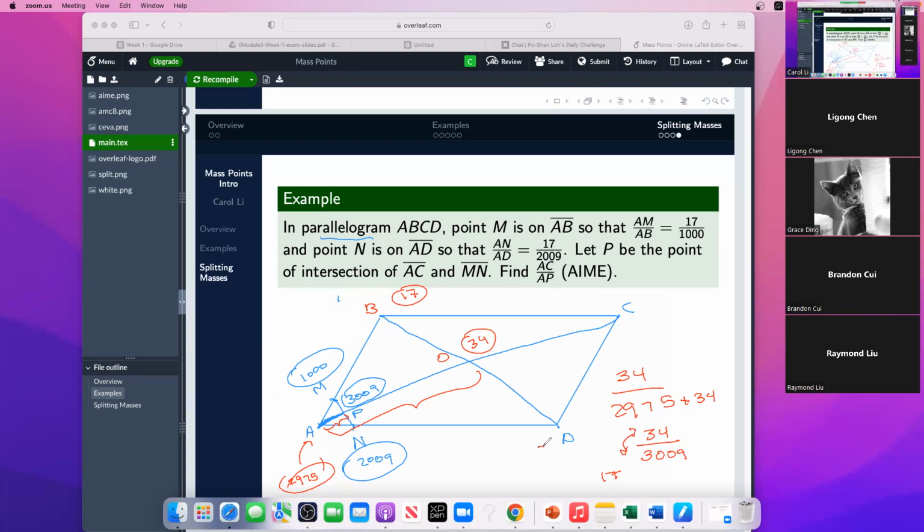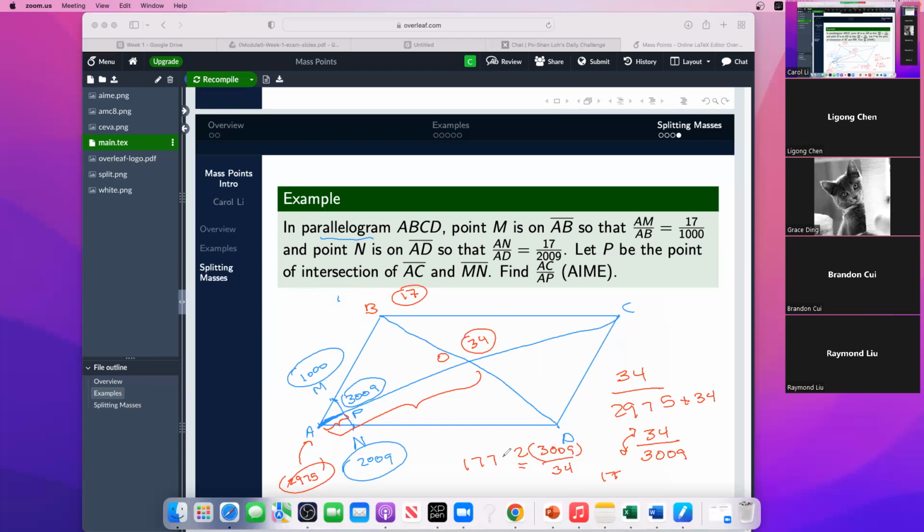So 3,009 to 34. But the top part should be doubled because AO to OC is the same. So you get something like 3,009 over 17, which gives you 177. So that is how you solve that question. This one is also a little harder of mass points. I actually swapped it. That's why it's super important to see the ratio of the side lengths, so you don't mix it up.